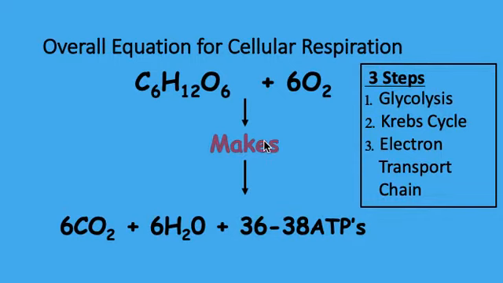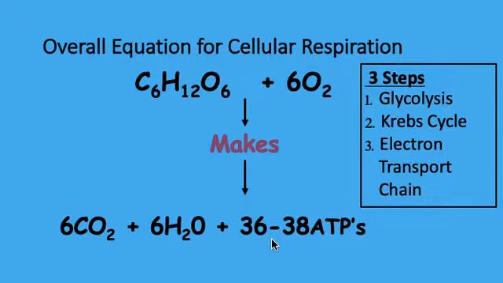Today we're going to continue talking about cellular respiration. So the overall equation for cellular respiration, which you saw a little bit ago, is that you take glucose and 6 molecules of oxygen and you combine them, and they're going to give off 6 molecules of carbon dioxide, 6 molecules of water, and 36 to 38 ATP molecules. And why this number varies, we'll talk about in a little bit.